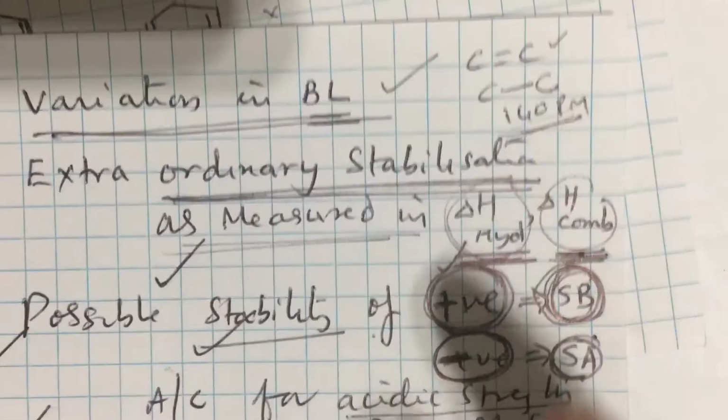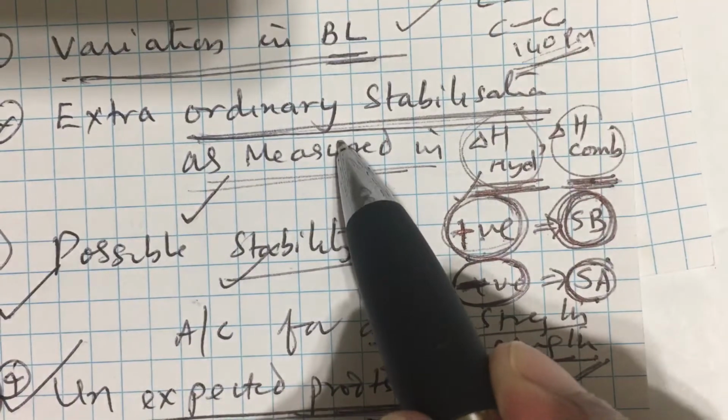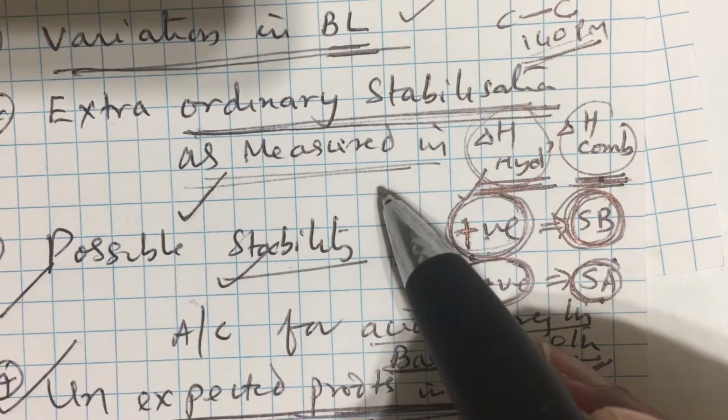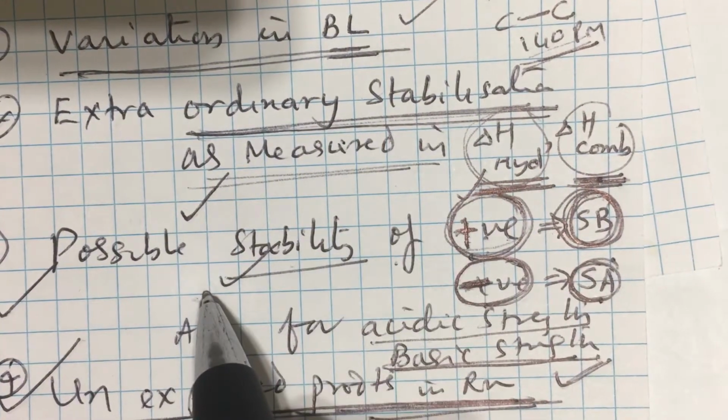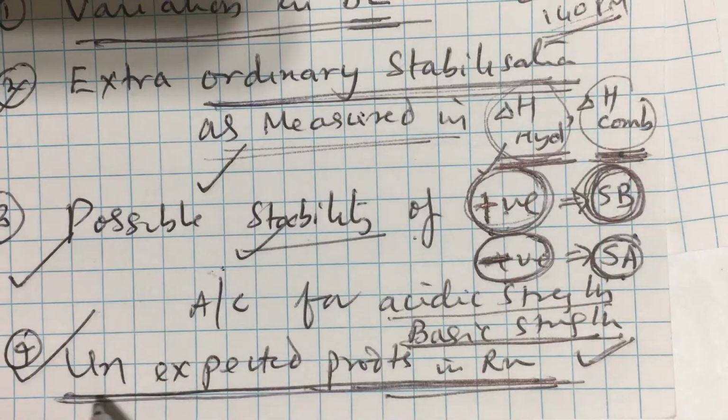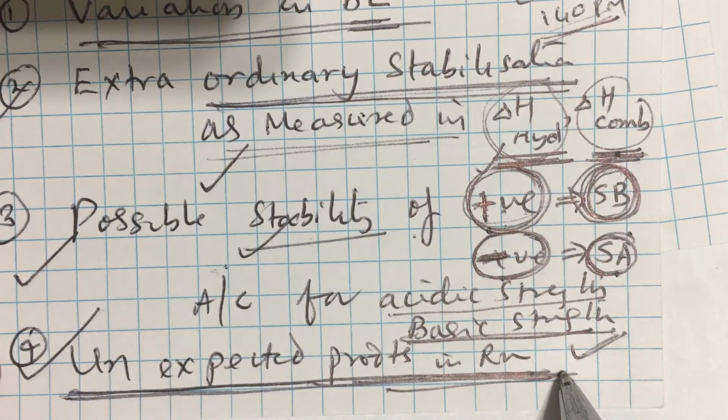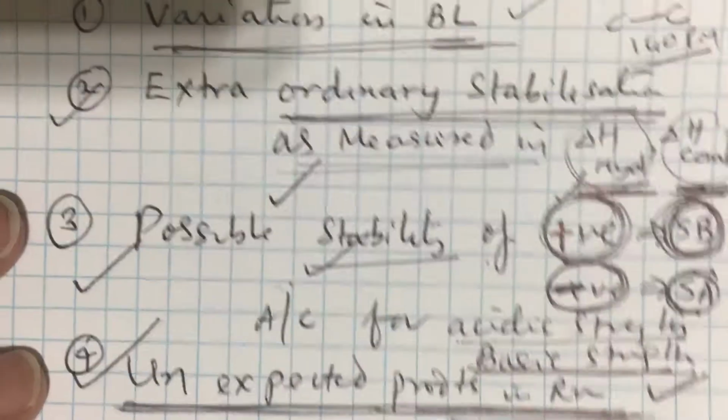So resonance can bring about variation in bond lengths. It can give extraordinary stability to molecules where it is possible. It can account for the acidic and basic strengths, and it can also explain why unexpected products are formed in some reactions.